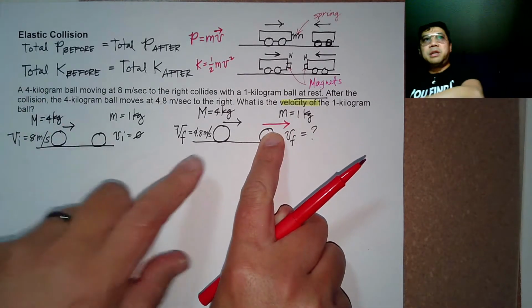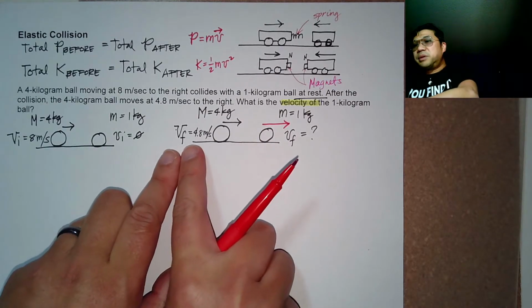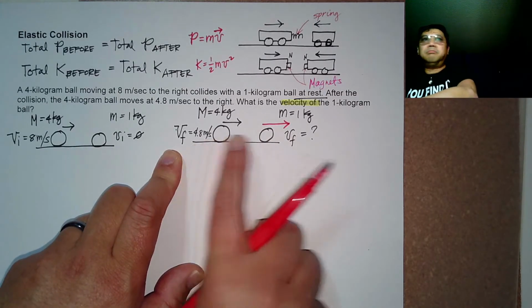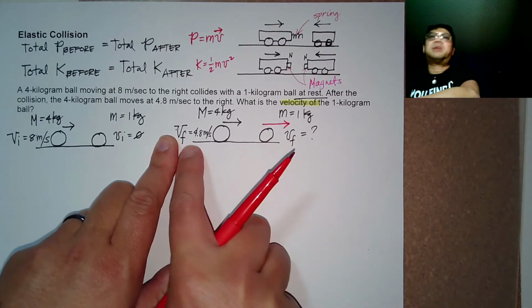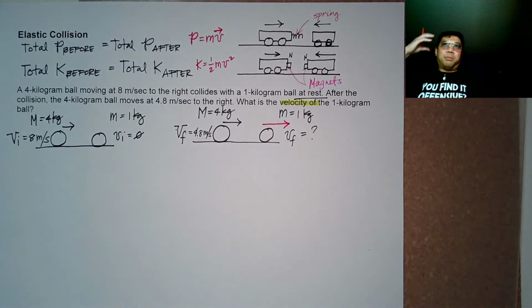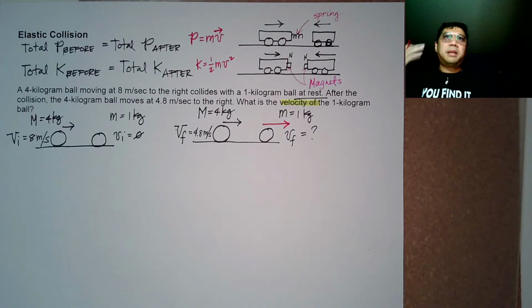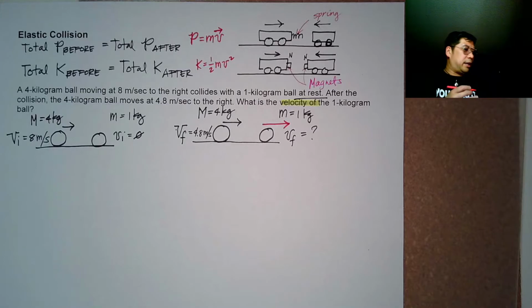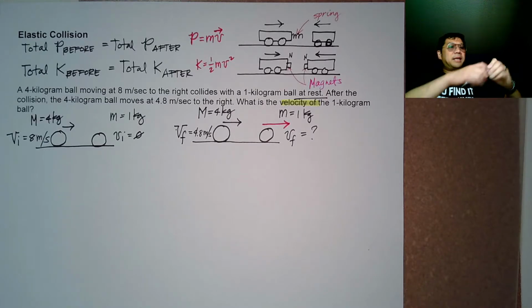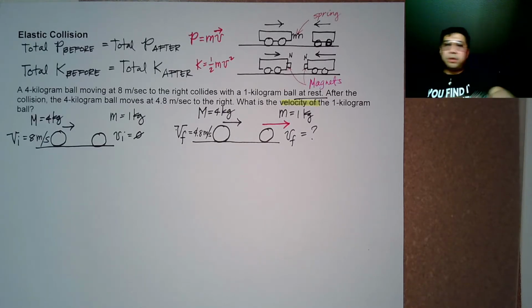And of course, if it is slower than the velocity of the 4 kilogram object, they will collide again. So definitely this speed should be greater than 4.8. Before you solve anything, you should anticipate what would happen. By anticipating what will happen, it will guide you in getting the correct answer. So what I'm going to do is solve this by analyzing the initial condition.